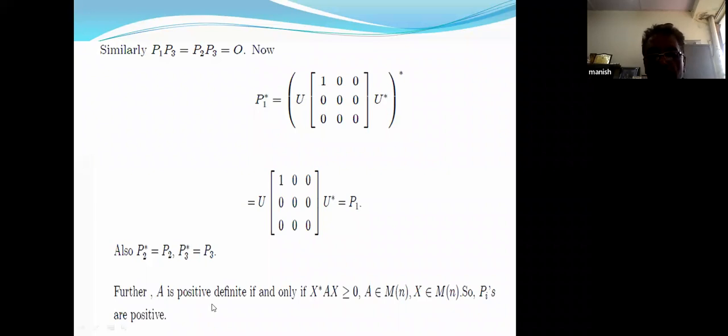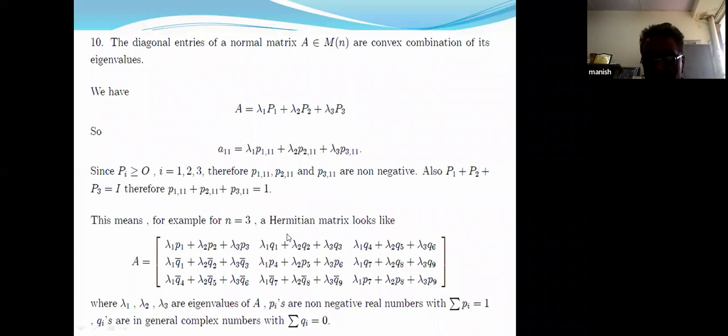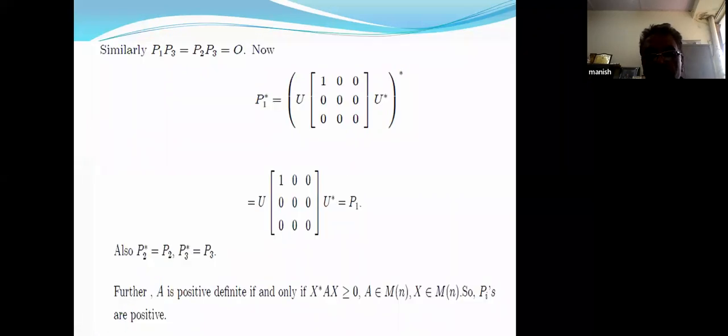So from here we have P. This matrix is positive semi-definite: 1 0 0, 0 0 0, 0 0 0. Why? Because it is a Hermitian matrix, and second, its eigenvalues are 0, 0, 1, which are non-negative. So this is positive semi-definite, and then U of this matrix and then U star is also positive semi-definite.